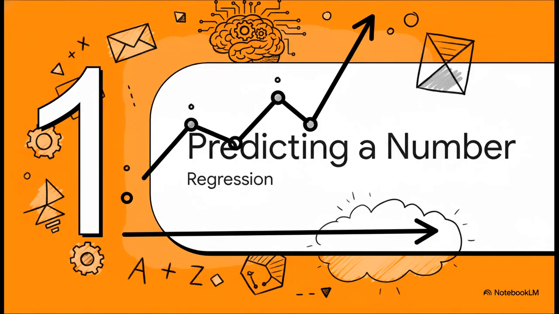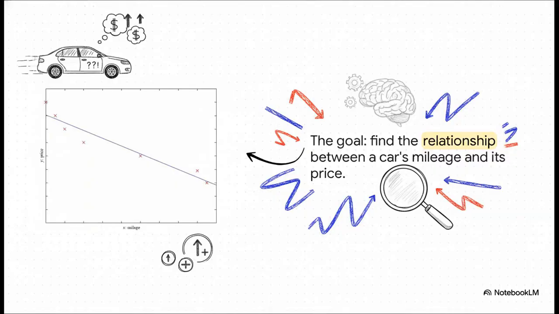Okay, so let's start with our first challenge, teaching a machine to predict a specific number. In the world of machine learning, this is a core task, and it's something called regression. So imagine we want to predict the price of a used car. The first thing we'd do is collect a bunch of data. We'd plot out each car's mileage against its selling price, just like you see here. See all those dots? Each one is a car. The machine's job is to stare at this cloud of dots and figure out, is there a pattern here?